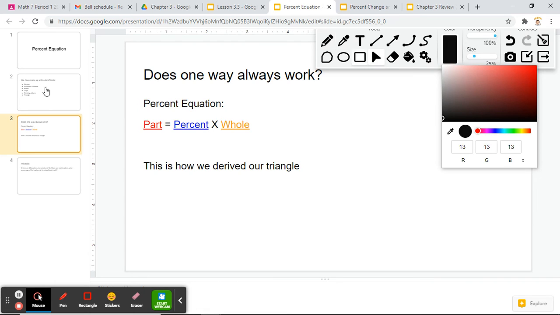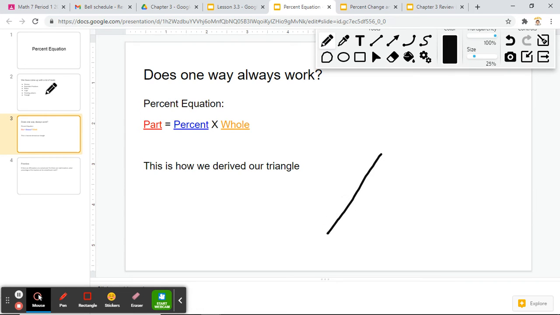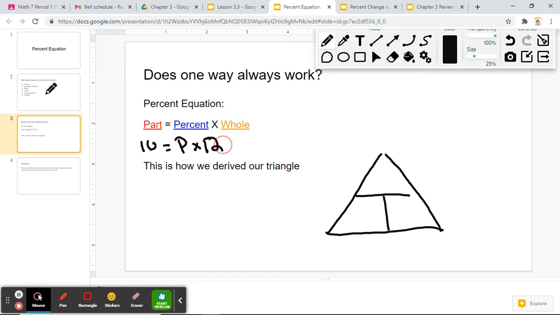Now, this is basically how we derived our triangle, right? So based off whatever form of algebra you use in this, because obviously if you know your part, say your part's 10, your percent's still p, and your whole is 12, then obviously to find your percent, you're going to divide both sides by 12. And you're going to get that your p is equal to 10 over 12. And that's how we derived our triangle here, right?